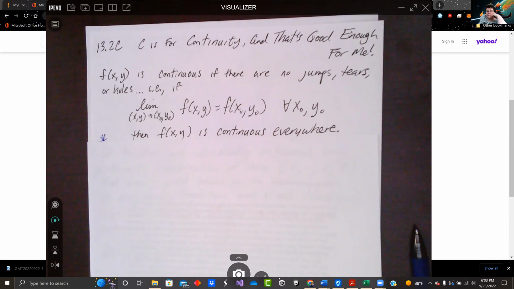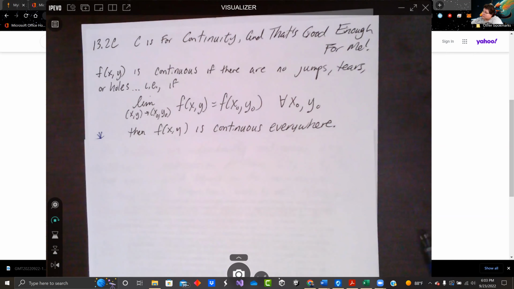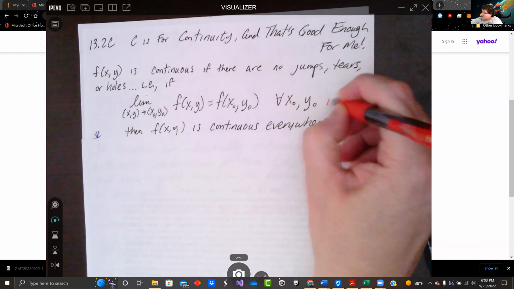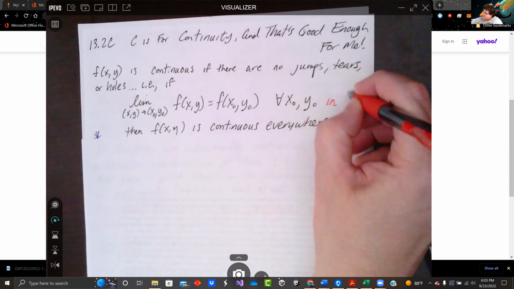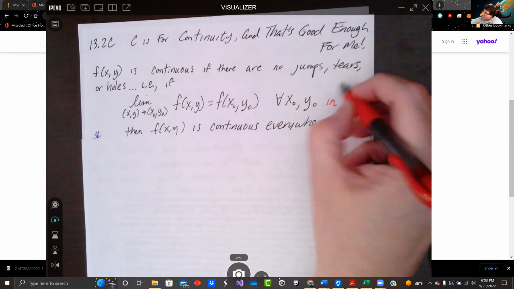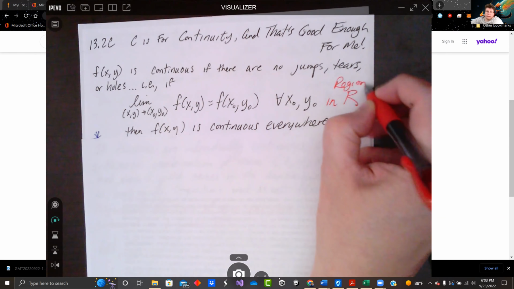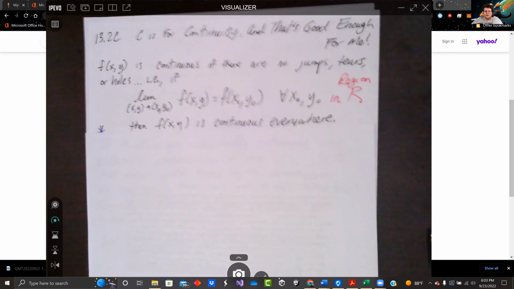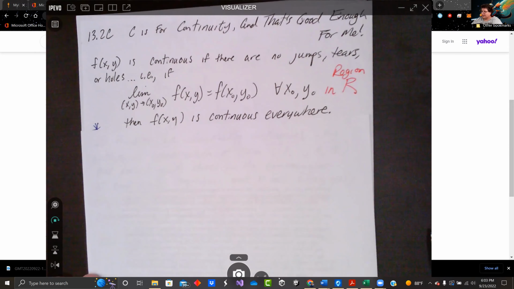So f of x y is continuous if the limit as x y approaches x naught y naught of f of x y gives us f of x naught y naught every time, for all x naught y naught, at least in some region R. We'll say region R or domain R. If that's true, then f of x y is continuous everywhere.